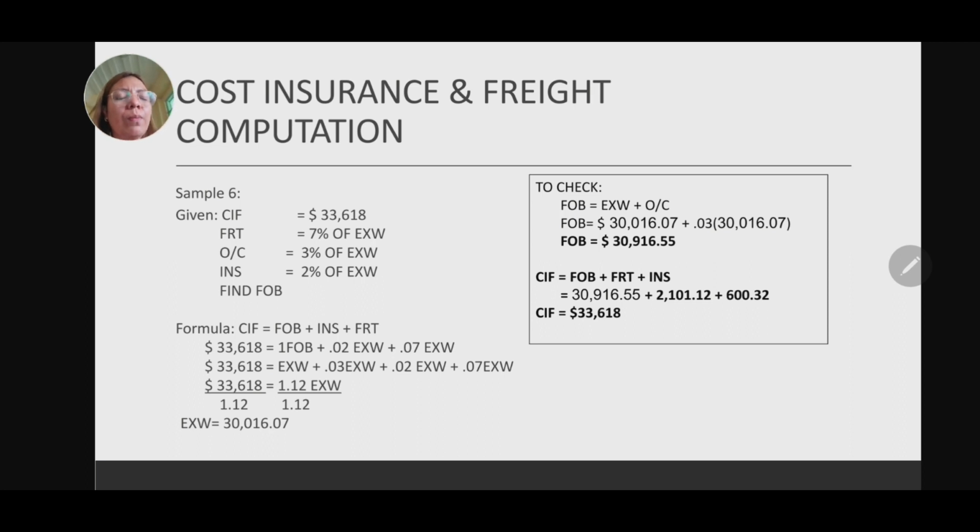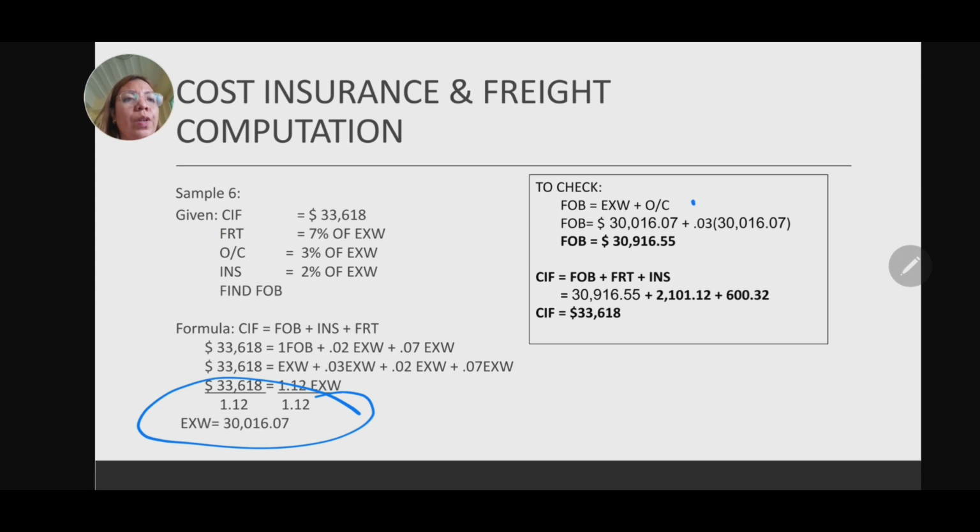Okay, again, use the substitution rule. So CIF is 33,618. Okay, and then Ex works plus other charges, which is 0.03 Ex works, plus insurance, which is 0.02 Ex works, and then plus freight, which is 0.07 Ex works. Simplify the terms, you'll get $33,618 is equal to 1.12 Ex works. Okay, and to get the value of the Ex works, divide both sides of the equation by 1.12. Okay, and then when you compute using your calculator, you'll get the value of Ex works of $30,016.07 US dollars.